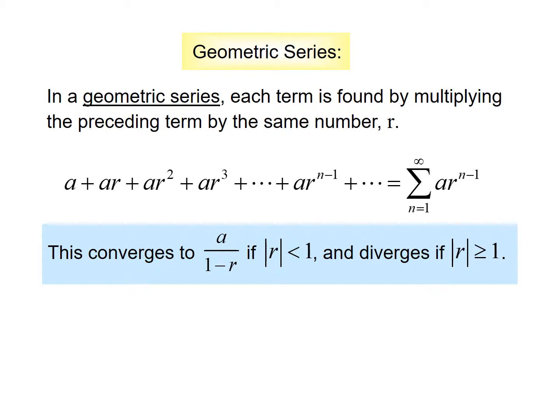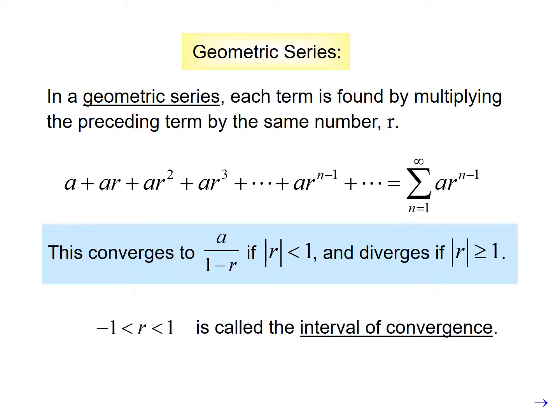And it turns out a geometric series always converges to a over 1 minus r if the absolute value of r is strictly less than 1. And a geometric series diverges if the absolute value of r is greater than or equal to 1. We call this inequality -1 to 1 the interval of convergence. So a geometric series converges for all values of r between -1 and +1.